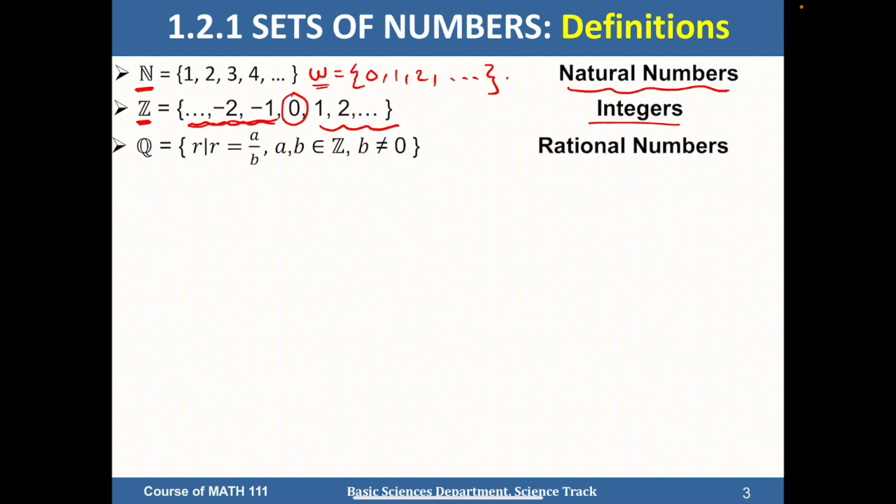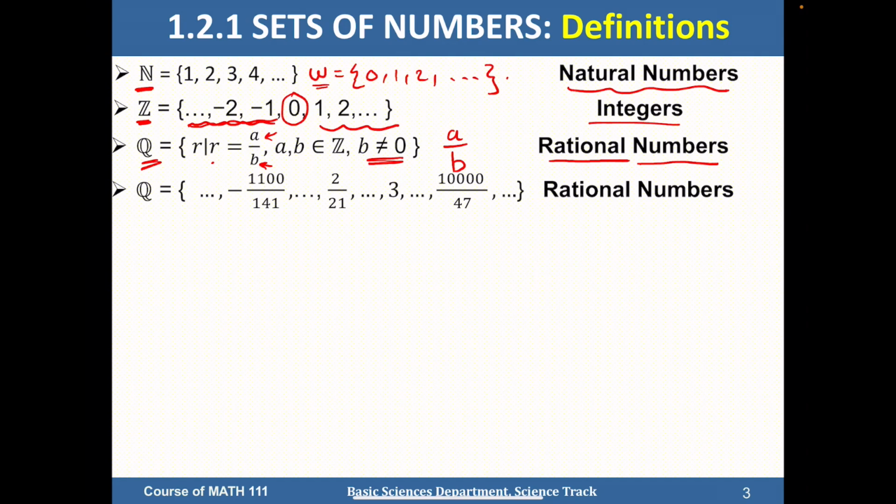Then we have the rational numbers, which are the ratio of two integers, a over b. So if I can write any number in a fraction form, I will call it a rational number. The symbol for the rational numbers is Q. So it is r such that r equals a over b, where a and b are integers and b does not equal 0. This is so important in math, that b does not equal 0, because a 0 in the denominator makes the number or the expression undefined.